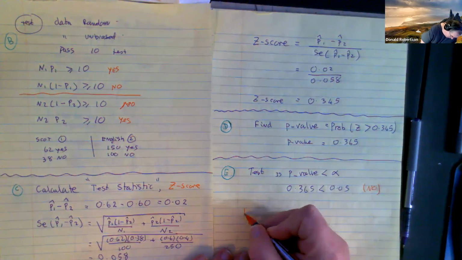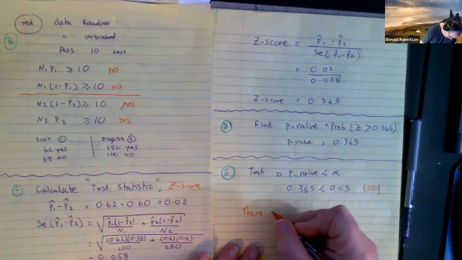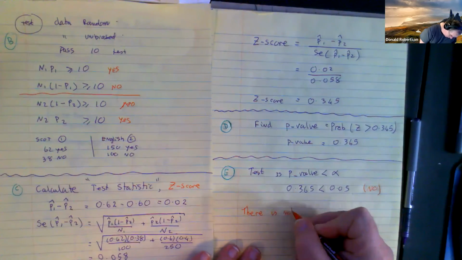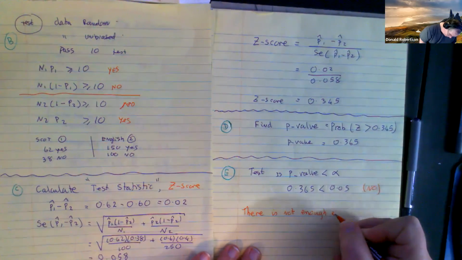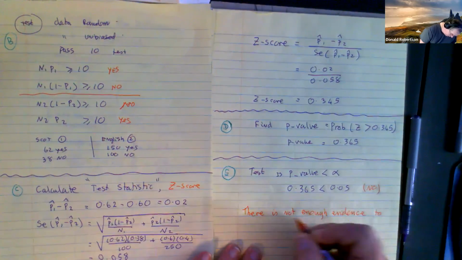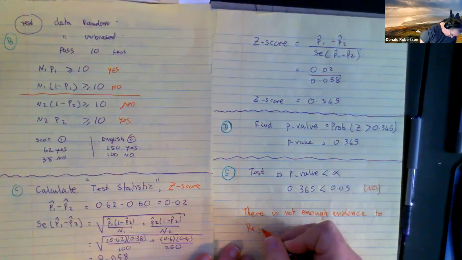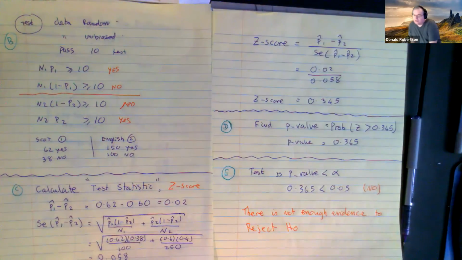Well, you can phrase it all sorts of ways, but here's one of them. There is not enough evidence to reject the null hypothesis. So we don't know if Scotsmen like whiskey more than English. We just don't have enough evidence to make that decision.